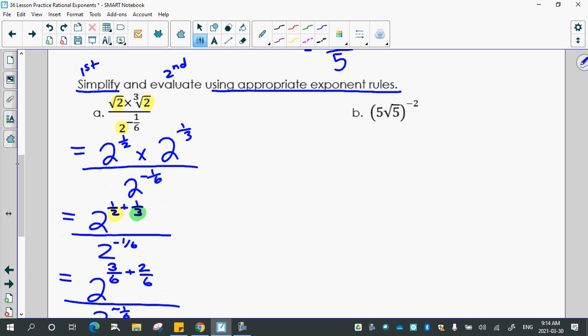All right, B is similar ideas. So first of all, when you have this 5, it isn't in the little crook there, it's out in front. So what does 5 root 5 mean? What operation is happening between 5 and the square root of 5? Multiplication. Okay. So I'm going to rewrite first the inside here as 5 times 5 to the 1/2, all to the negative 2.